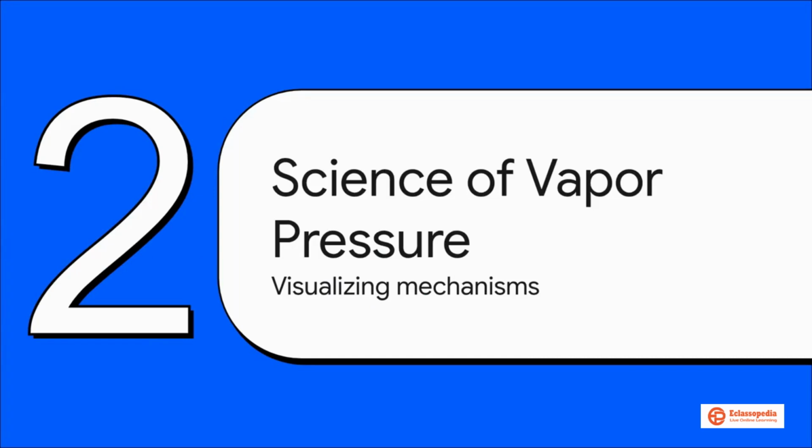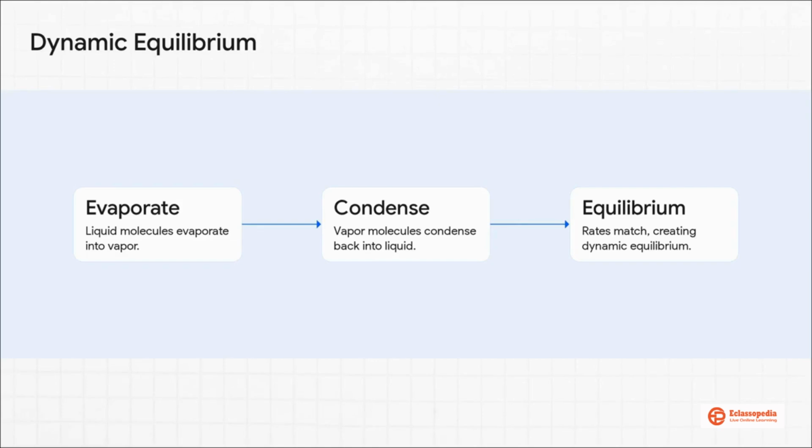Moving on to Section 2, the science of vapor pressure. Before we crunch any numbers, we've got to visualize the physical mechanisms at play. Now, what's really interesting here is the concept of dynamic equilibrium. Just imagine a tightly sealed jar, and inside there's just pure water. At any given temperature, some of those liquid water molecules get enough energy to break away from the surface and evaporate into a vapor. But at the exact same time, some of those vapor molecules are crashing back down into the liquid surface and condensing. When the rate of evaporation perfectly matches the rate of condensation, boom, we hit this sweet spot called dynamic equilibrium. And the pressure exerted by that vapor onto the liquid at that exact balanced moment, that's the pure vapor pressure of the substance.